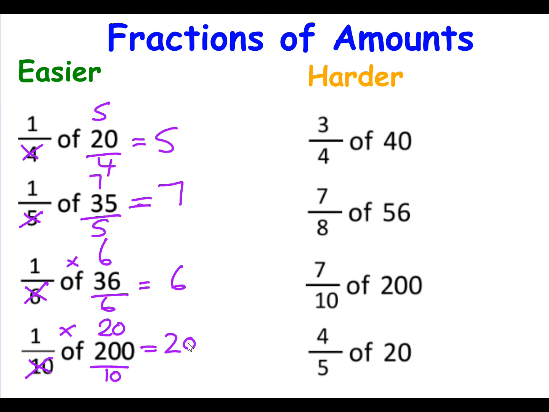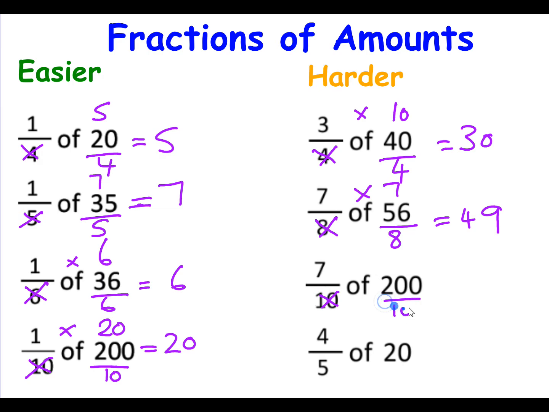The only reason these questions on the right are harder is because the numerator has different numbers. So this process is exactly the same. 3/4 of 40, don't do that, do this. 40 divided by 4 is 10. 3 times 10 gives us 30. Don't do that, do this. 7/8 of 56, 7 times the 7 gives us 49. Don't do that, do this. 200 divided by 10 is 20. 7 times 20, 140. And then don't do that, do this. 4 times 4, 16. So 4/5 of 20 is 16.